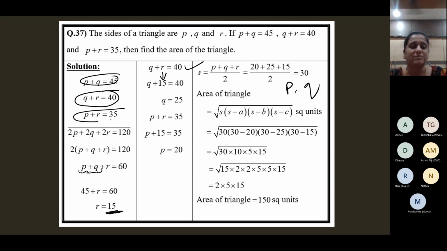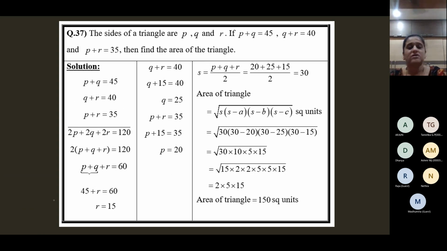Again, take up the next one, P plus R is equal to 35. R is 15, so using this, we can find P. P is equal to 20. Now what are P, Q, and R? They are the sides of the triangle. So the sides of the triangle are P 20 units, Q 25 units, and R 15 units.